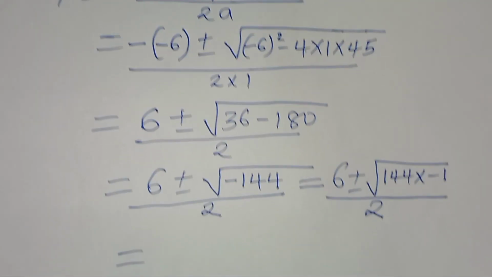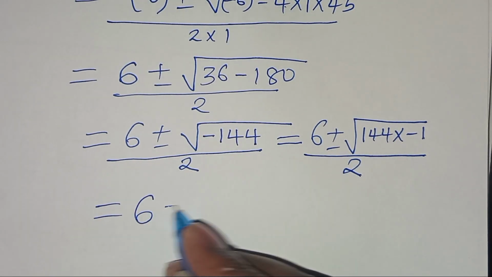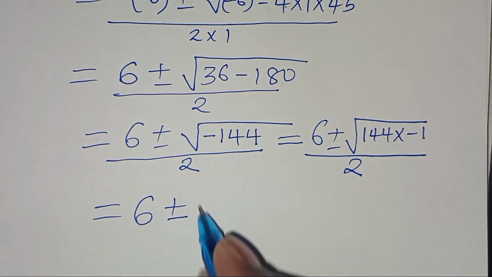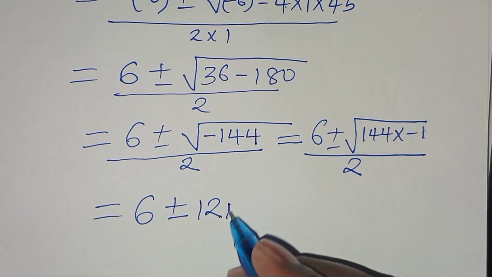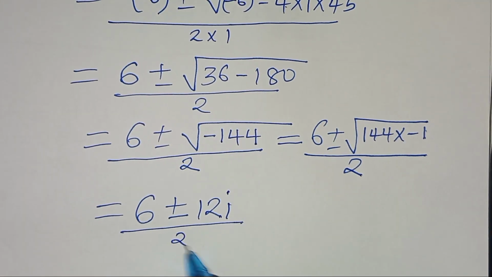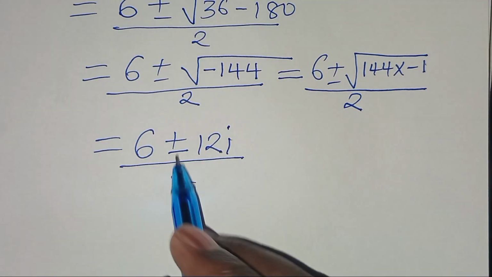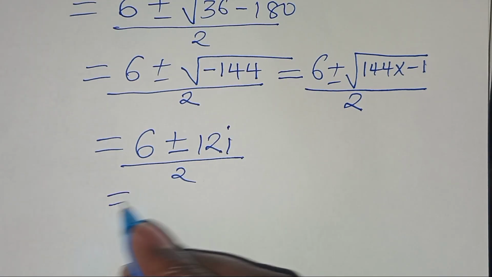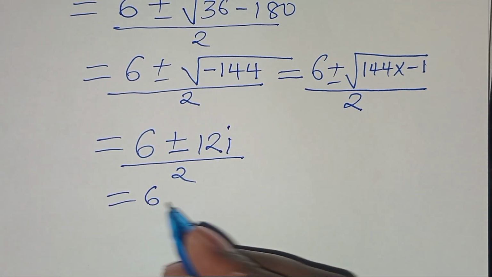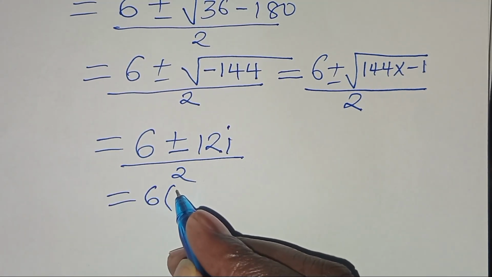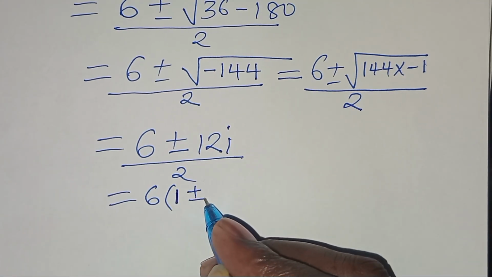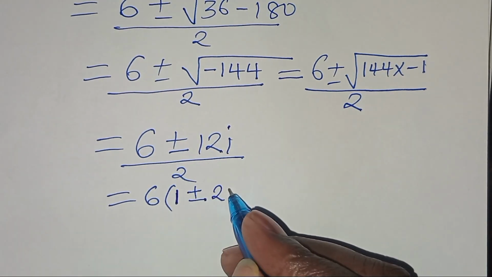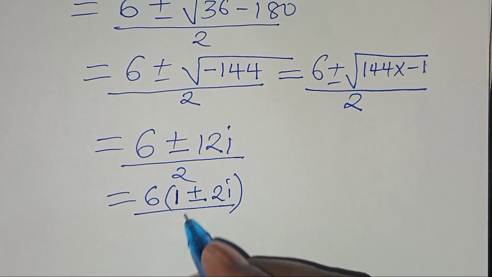So let's proceed here. So here we have 6 plus or minus the square root of 144. This is actually equal to 12. The square root of negative 1 is i, divided by 2. So here we have that 6 is common. You can factor out 6, so that here we'll have 1 plus or minus, here we'll have 2i divided by 2.